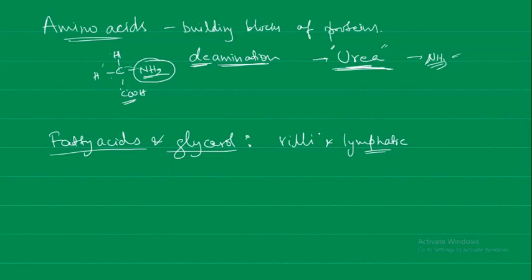Next, we move into the very important metabolic organ of the body, which is the liver. The liver is the largest gland of the body, and it is one of the most important metabolic centers of the body. In an average adult person, the weight of the liver would be around 1.5 kg. It is reddish brown in color and located in the upper right side of the abdomen, just below the diaphragm.